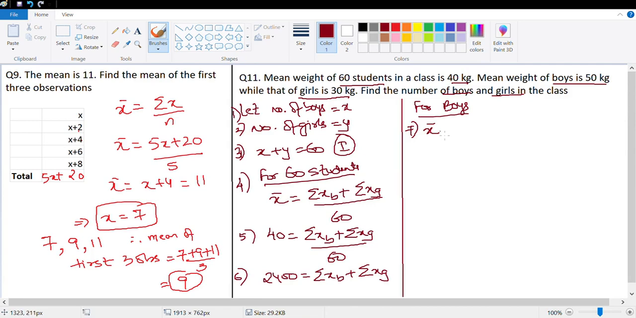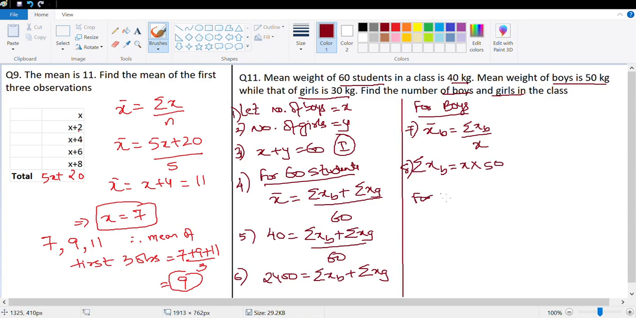So mean for boys is equal to sum of weight of boys upon number of boys, which we've taken as x. So sum of weight of boys is equal to x into mean. In this case, the mean of boys is 50, so this is equal to 50x.